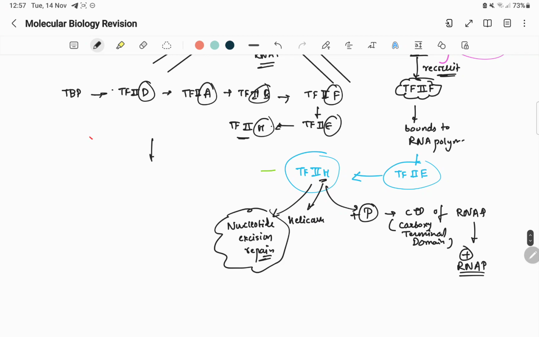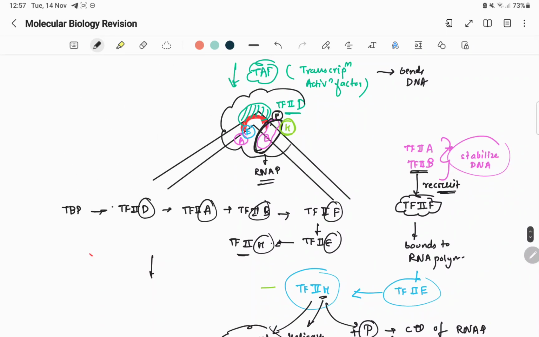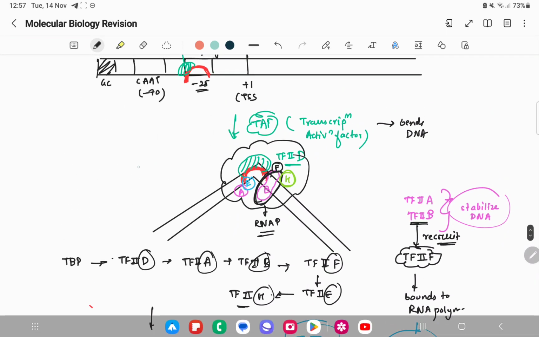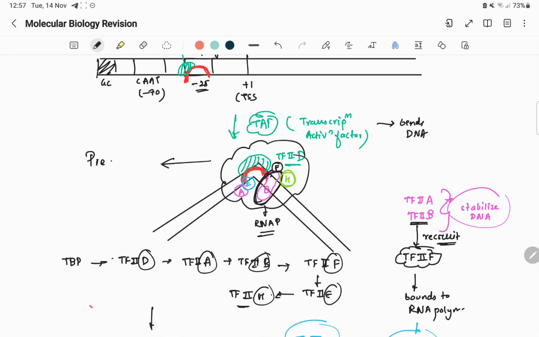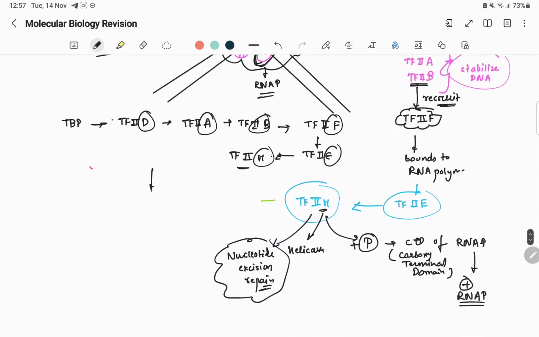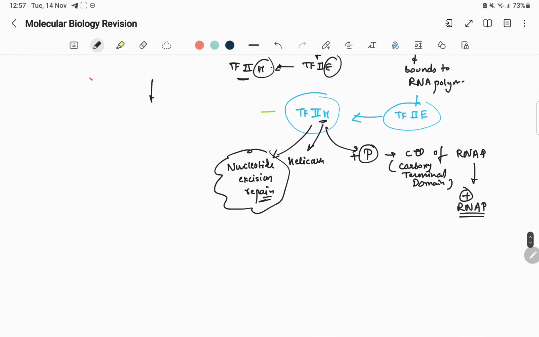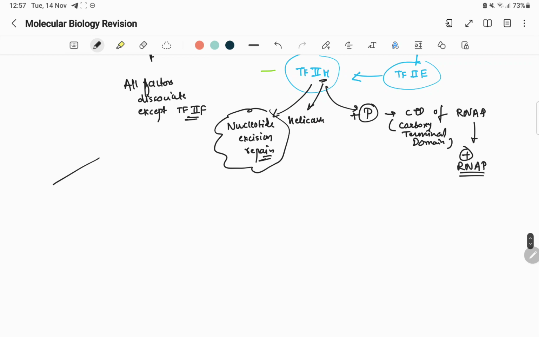Understood? So afterwards, what happens? All these complexes form your pre-initiation complex. Understood? So after the pre-initiation complex is formed, what happens? All factors dissociate except TFIIF. Except TFIIF, all factors will dissociate.